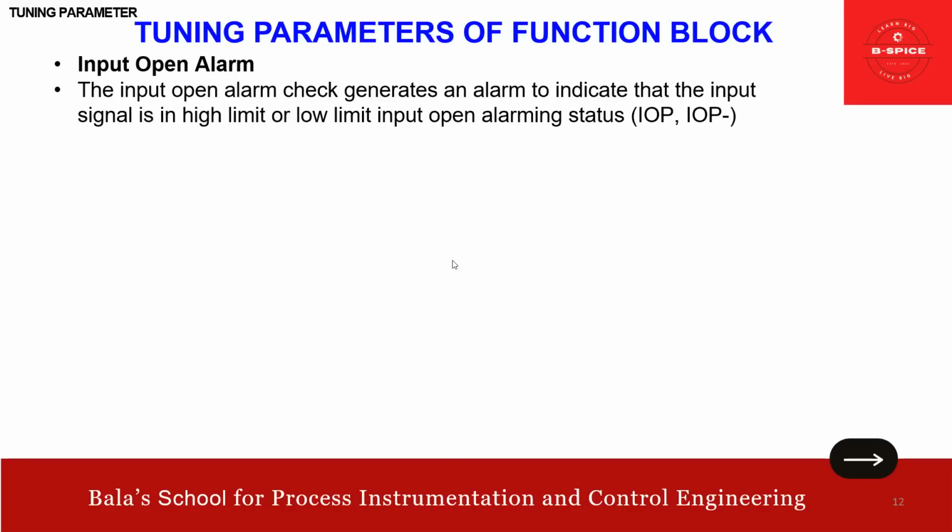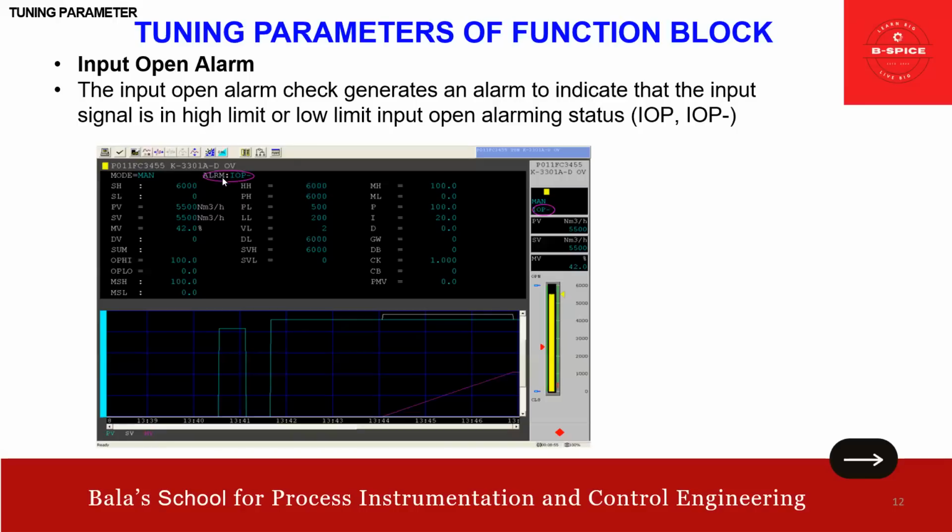Then input open. You would have heard this IOP, right? The input open alarm check generates an alarm to indicate that the input signal is high limit or low limit input open. So IOP plus, IOP minus. IOP plus is high limit, IOP minus is low limit. You can see here, IOP minus.